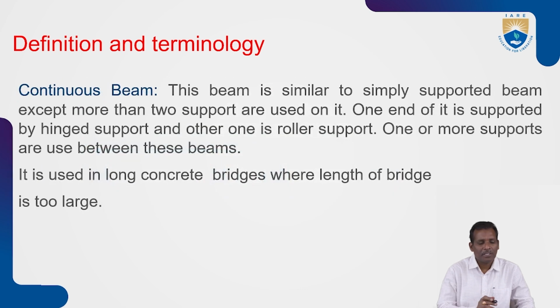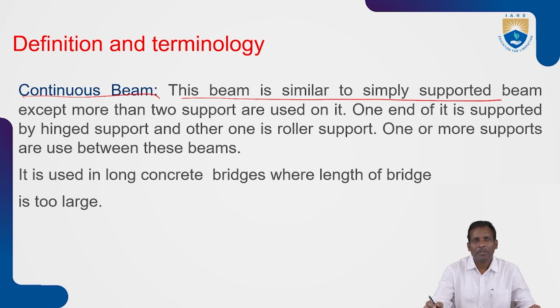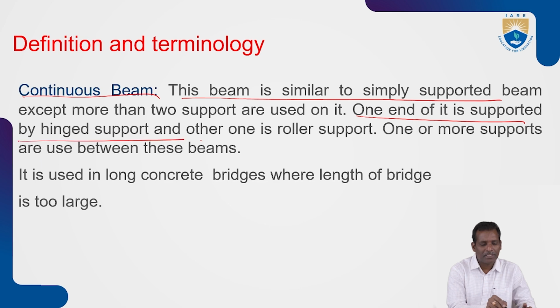So next one is continuous beam. This beam is similar to the simply supported beam, except more than two supports are used on it. One end of it is supported by hinged support, and the other one is roller support.